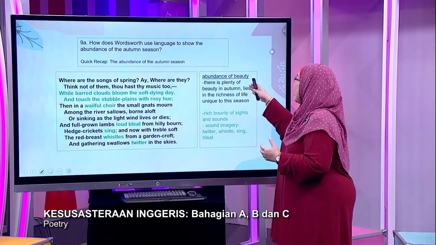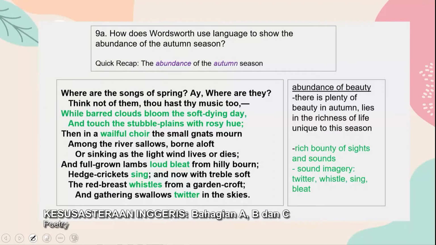But when we're looking at abundance of beauty in the autumn season, Keats is actually paying tribute to autumn by saying beauty is ever present in the autumn season. It lies in the richness of life that you can actually only hear and witness when the season comes around.